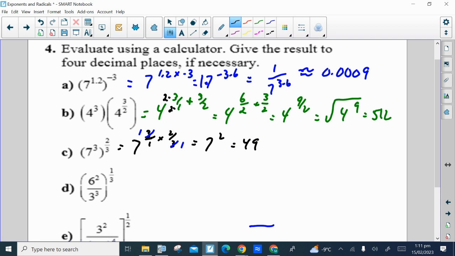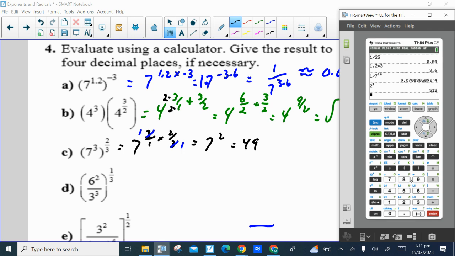Don't have to use the calculator to do that. But again, you could use the calculator to check it. 7 squared times, oh, I'm sorry, that's completely wrong. I need to use brackets here and go 7 to the power 3 to the power 2 over 3. You get the right answer, or the same answer that we got, so our answer is correct.